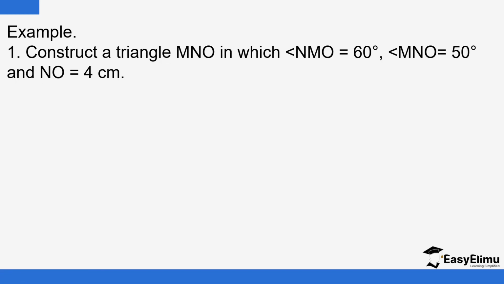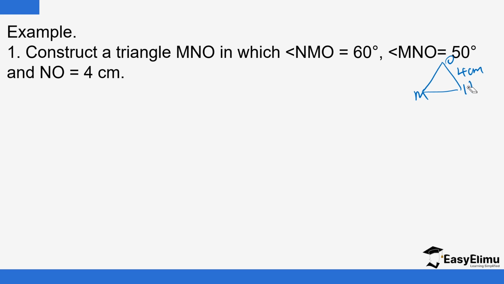So let's see how to do it. Construct a triangle MNO in which NMO is 60 degrees, and MNO is 50 degrees, and NO is 4. So maybe let me start by sketching. So that is MNO. So NO is 4.